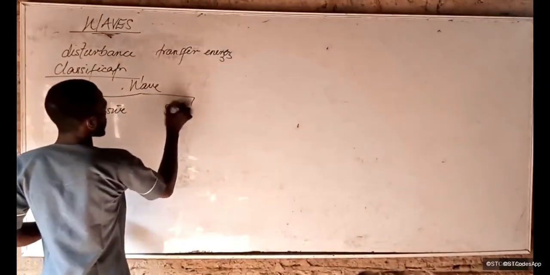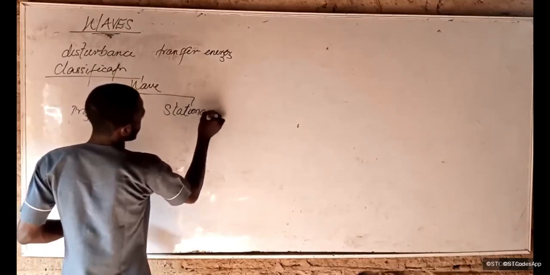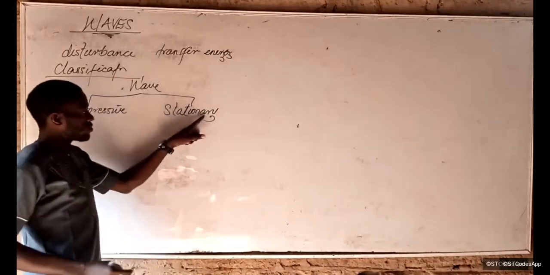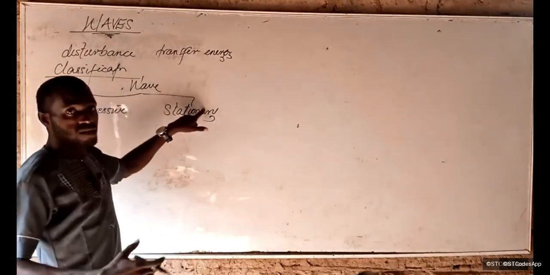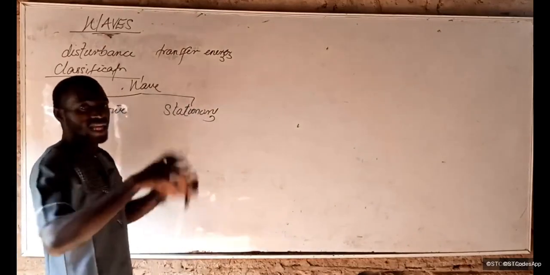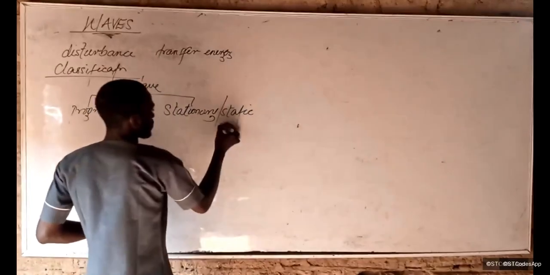And then we have one that is stationary. Stationary, not the other one, the stationery with an E, which is referring to your writing materials. This one means static. Static at a point. So stationary or static waves.